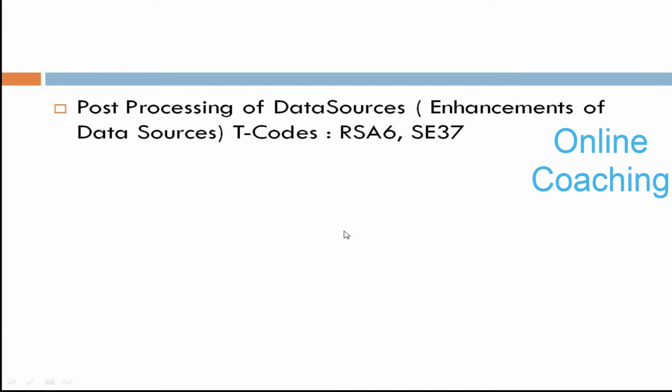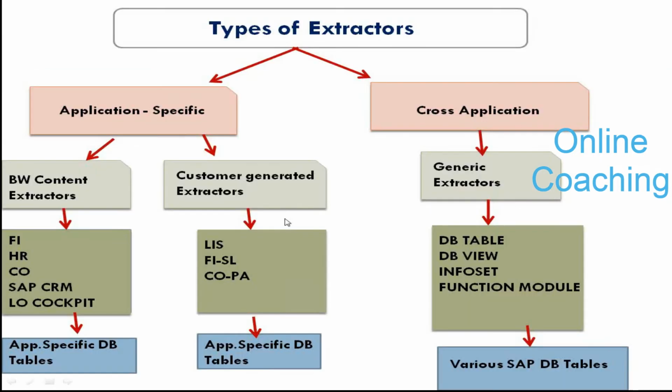After creation of your data source, the next step is to go to RSA6 or SE37. These are the two transaction codes you need to use. Whenever you enter RSA6, it will take you to a screen called Post-Processing of Data Source. If you want to do any enhancements of your data source after its creation, you have to go to this Post-Processing of Data Source screen.